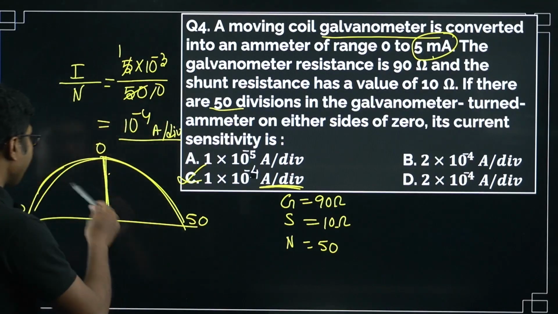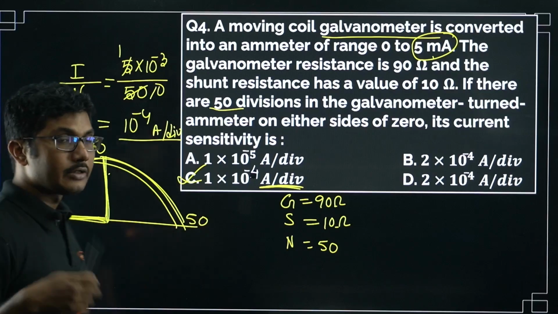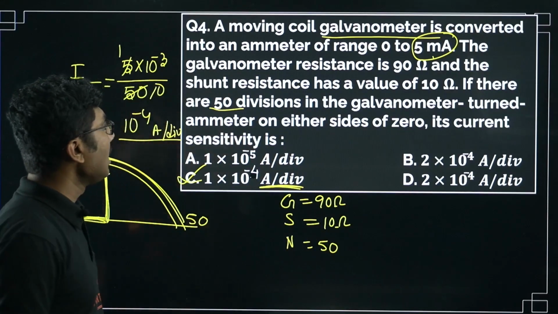If it is a full scale deflection, like if the needle starts over here and goes like this, then you have to consider the total number of divisions. Other than that, this is a very simple question.